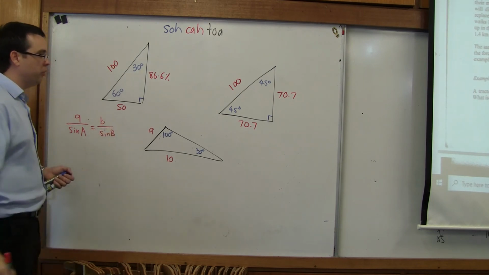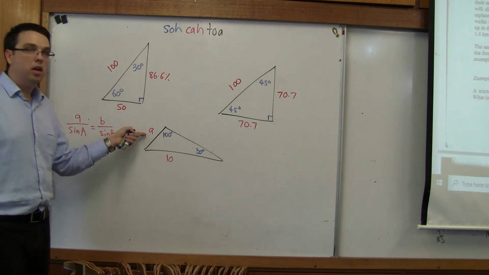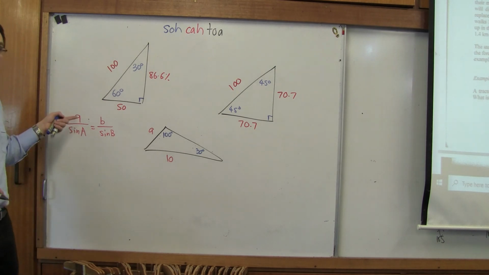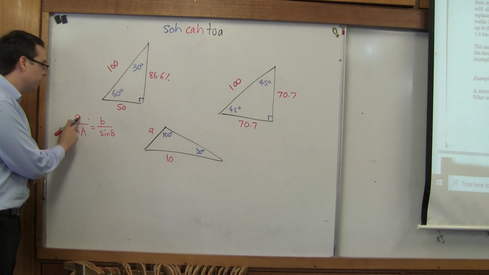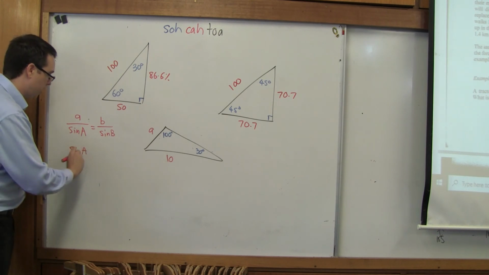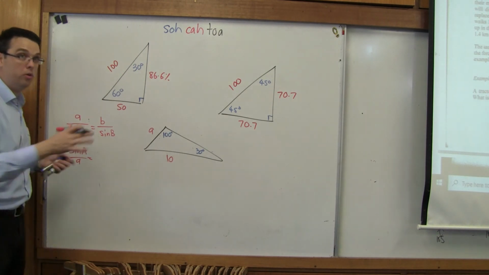Now, here's a little trick for you. If you're trying to find a side, if the side is what's unknown, start with it that way. On the other hand, if you're trying to find an angle, reverse it. So you can write sine A over A equals sine B over.